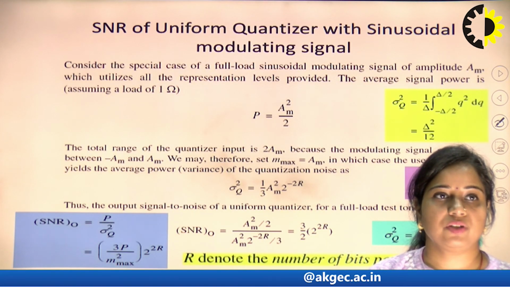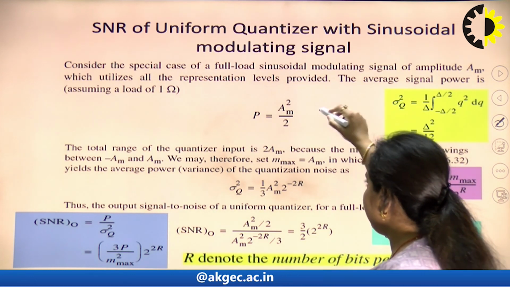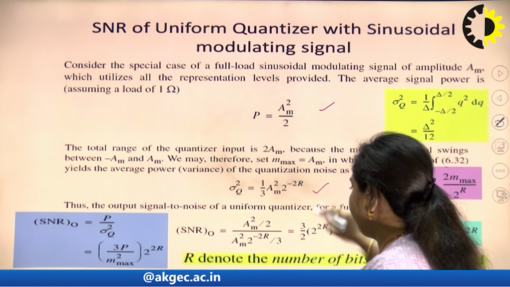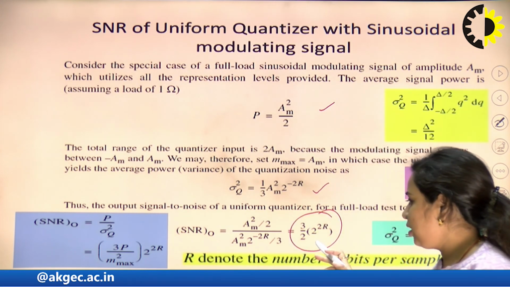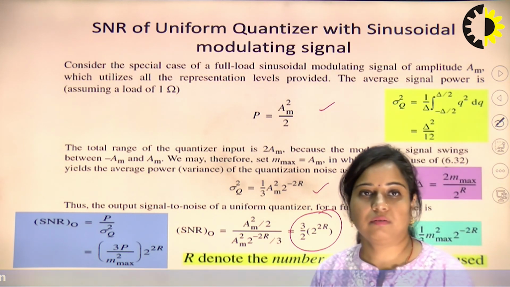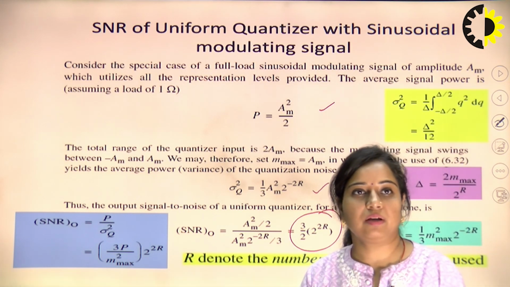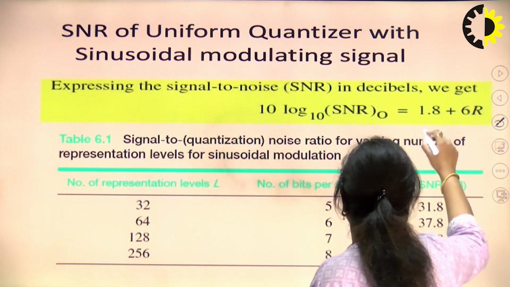This is the derivation related to SNR, where we first calculate the power of the message signal, then put it over here, and this is the value. You have to convert this value into decibels, taking the log of this value and multiplying it by 10. This is the signal to noise ratio, with the formula 1.8 plus 6n.